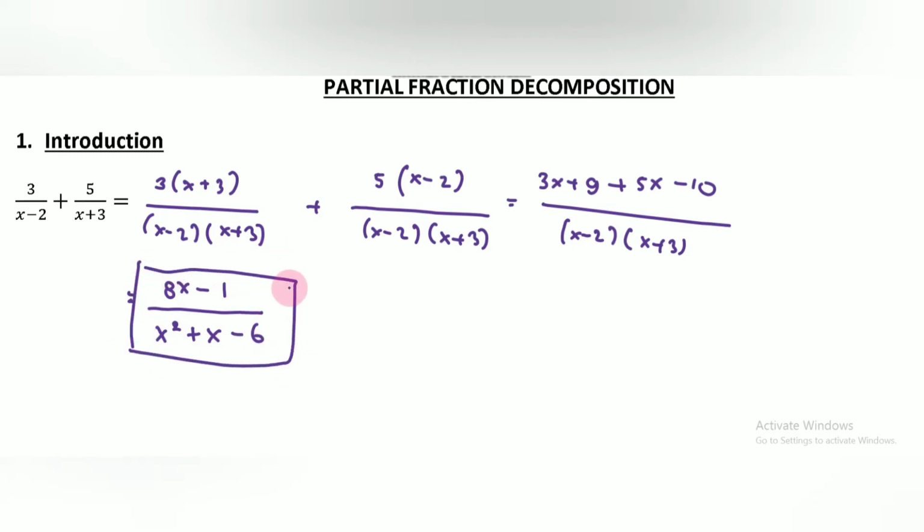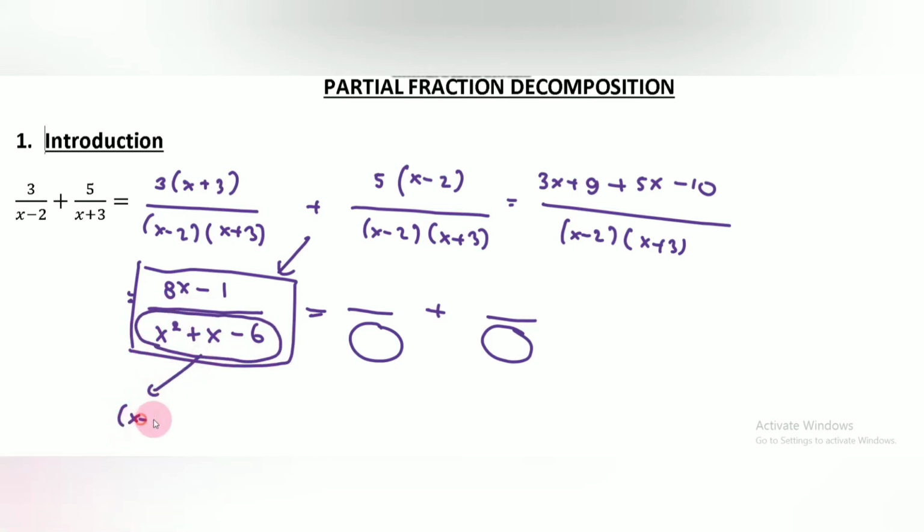Okay, now partial fraction decomposition means if I give you this rational algebraic expression, 8x minus 1 over x squared plus x minus 6, can I separate it into an addition of two fractions, where the first fraction has the first factor of the denominator and the second fraction has the second factor of the denominator. It means if I have this quadratic expression and I find the factors, it will be x minus 2 and x plus 3.